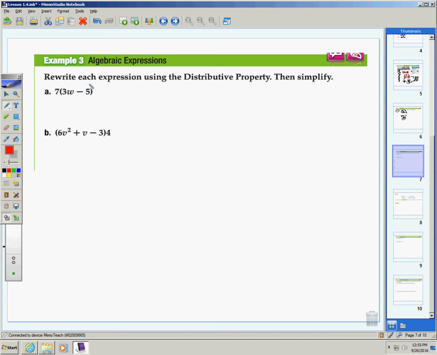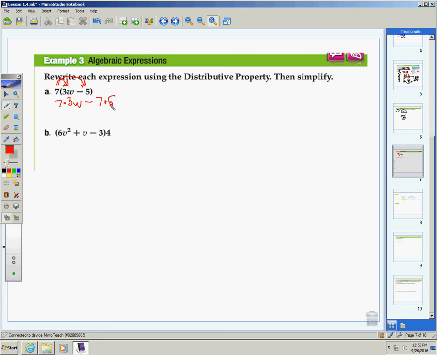So we're going to rewrite each expression using the distributive property. And here's where the distributive property really starts to make sense why we do it. Because here I've got 7 times 3w minus 5. And I cannot just do 3w minus 5 before I multiply because these aren't like terms. But what I can do is use the distributive property, which means I'm going to take 7 and multiply it by each of the things inside of the parentheses. So I'm going to do 7 times 3w, and then I'm going to subtract 7 times 5.